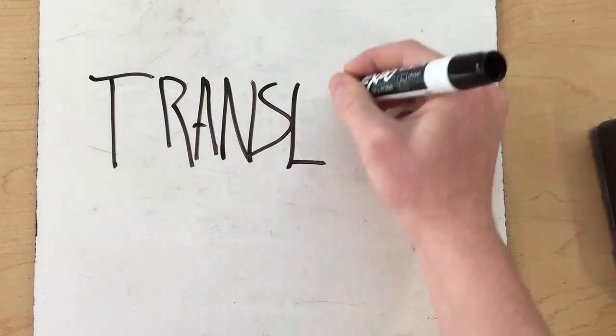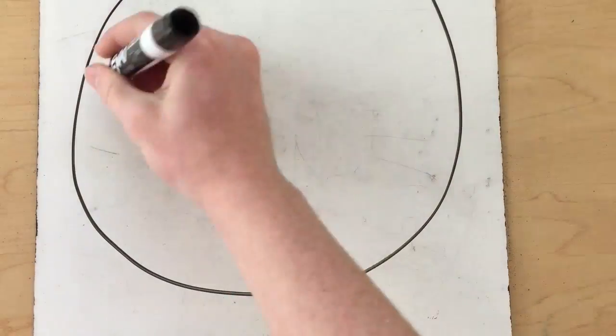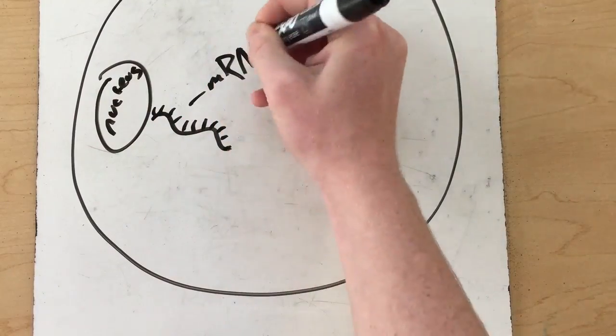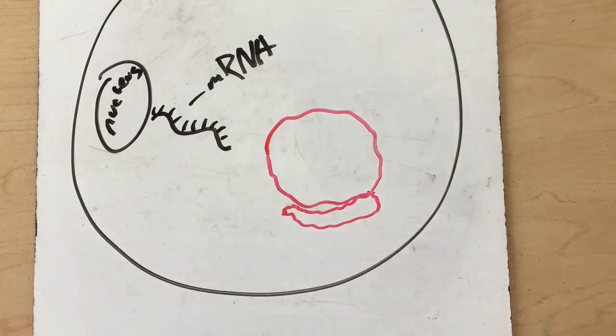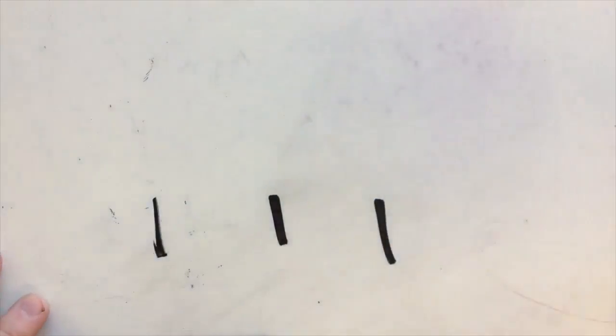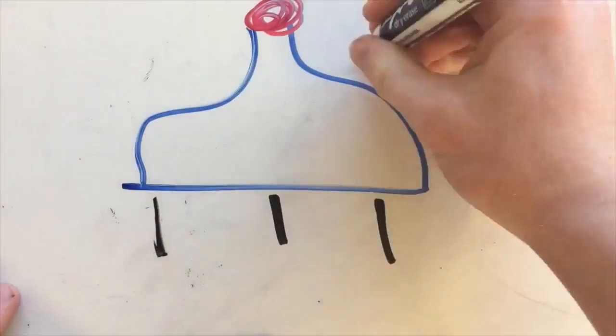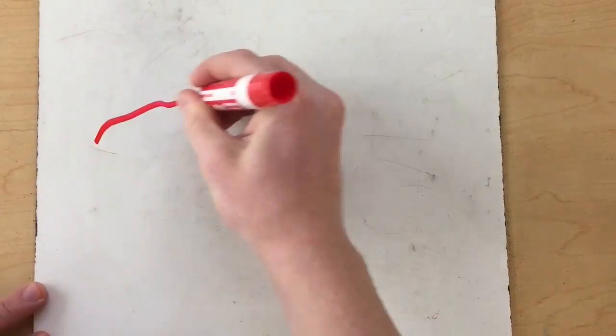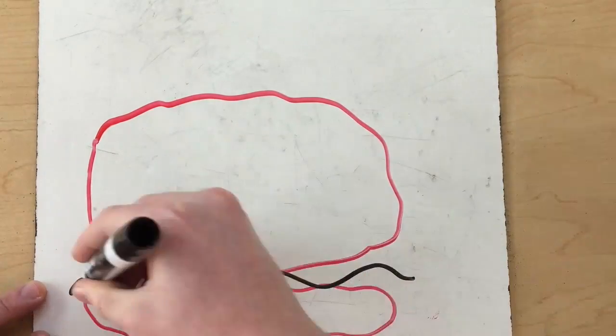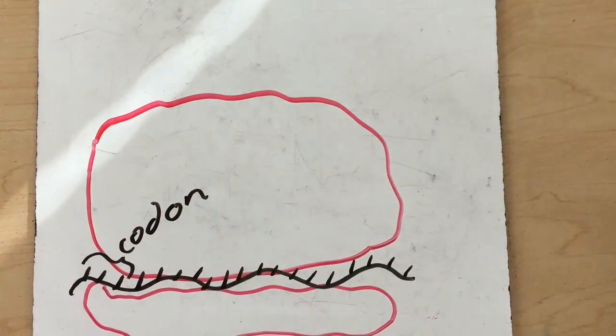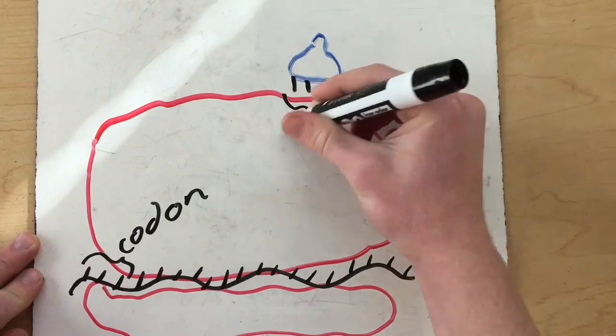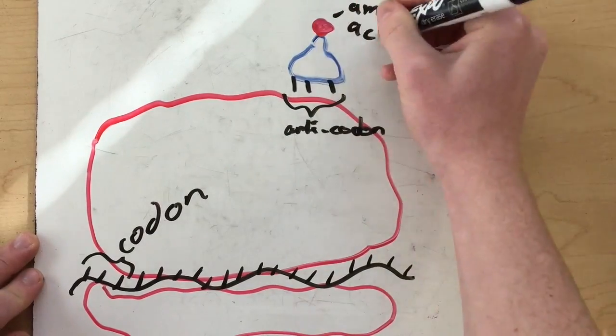The next step in protein synthesis is called translation. When the mRNA exits the nucleus, it goes into an organelle called the ribosome. This is called tRNA. It acts as a sort of shuttle bus for amino acids. Every 3 bases on mRNA are called codons. These also exist on tRNA and are called anticodons.